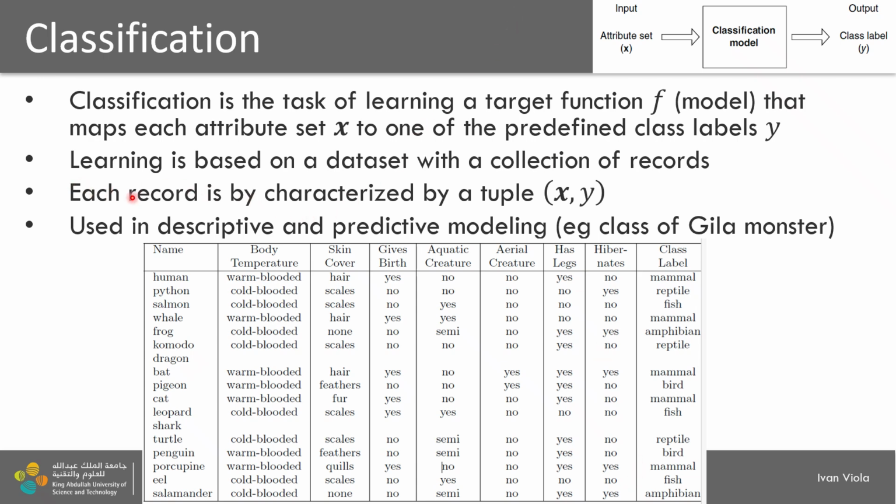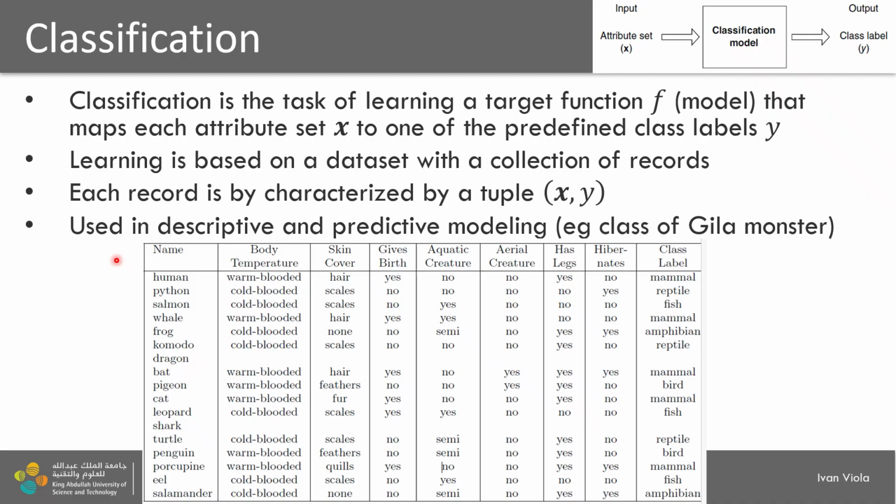The learning is typically based on a data set with a collection of records. So typically we would have such a data set as an input for the learning process, which will learn the target function f, our classification model. In that data set, each record is already characterized by a tuple of attributes and the class label, as we can see here. And then we can use this classification model either in the context of descriptive or predictive modeling in data mining.